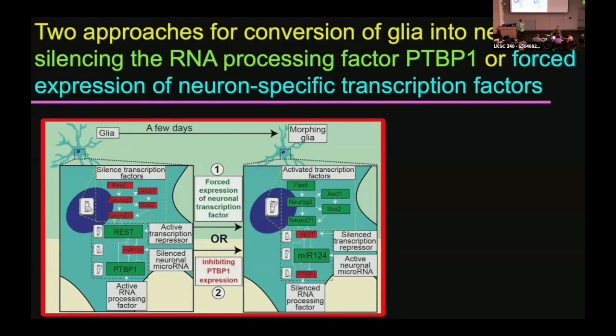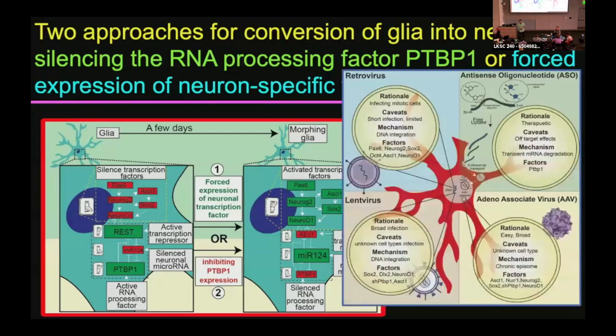And so you start seeing expression of neuronal transcription factors here in green, and the barriers, these gatekeepers, are gone. And this is basically what we are trying to mimic in the lab. So we are trying basically to mimic development. Now, how are you going to do it? So there are many ways to go.